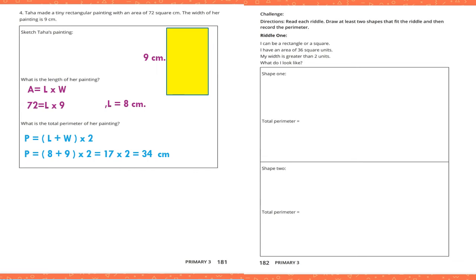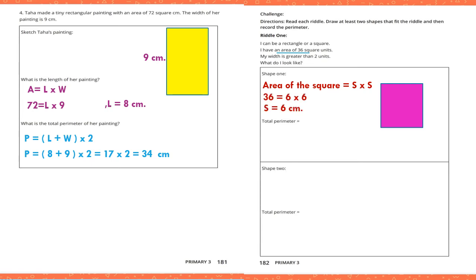I can be a rectangle or square. I have an area of 36 square units. My width is greater than 2 units. So in the first shape I will suppose that it's a square. So the area of a square equals side length times side length. So 36 equals 6 times 6. So the side length will be 6.